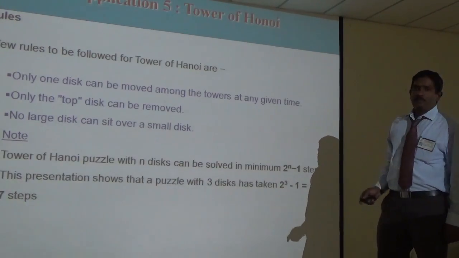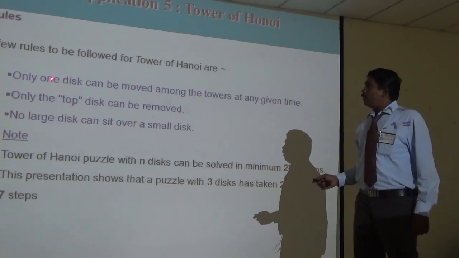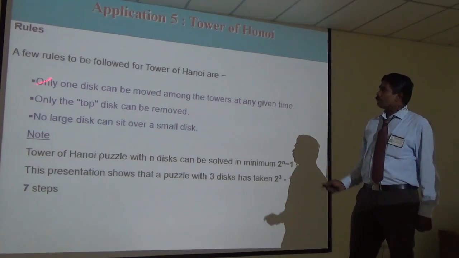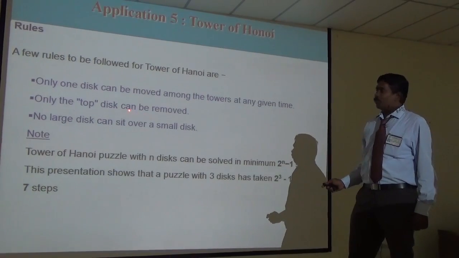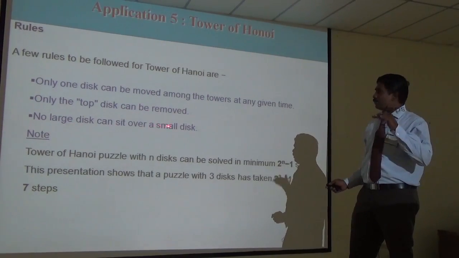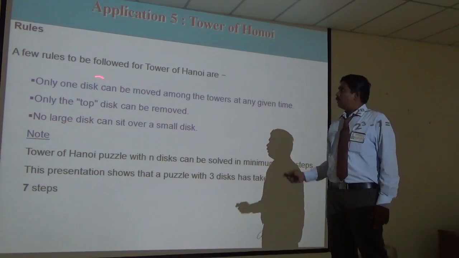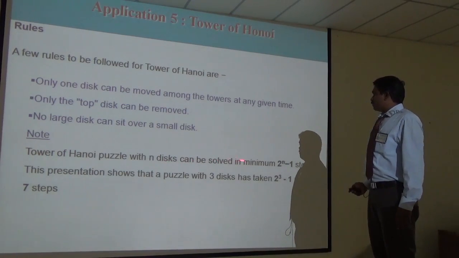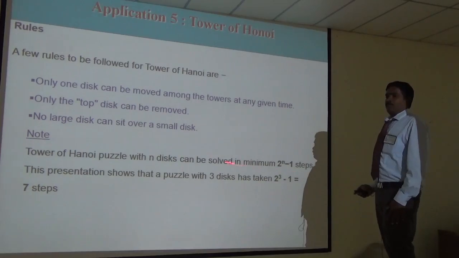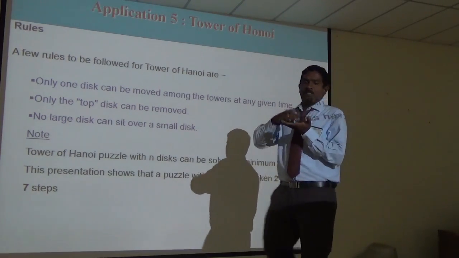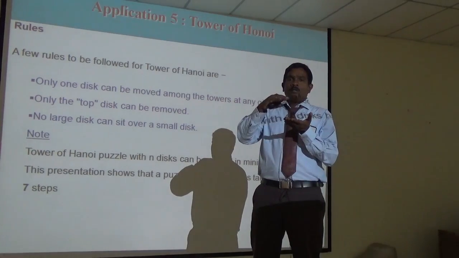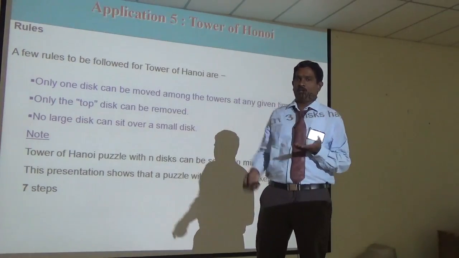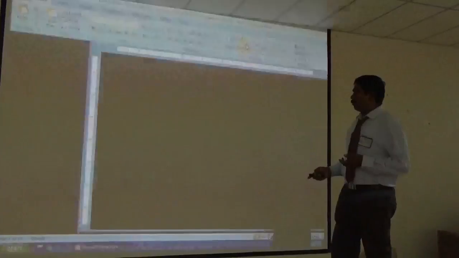So what are the rules for solving this puzzle using stacks? The rules are: only one disk can be moved among the towers at any time. Only the top disk can be removed. No large disk can sit over a small disk. Those are the rules. One more notable point is that the Tower of Hanoi puzzle with n disks can be solved in a minimum of 2 power n minus 1 steps. That is, if you have 3 disks, disk 1, disk 2, disk 3, so n equals 3, then 2 power 3 minus 1 is 7. So only 7 movements are needed to complete it.